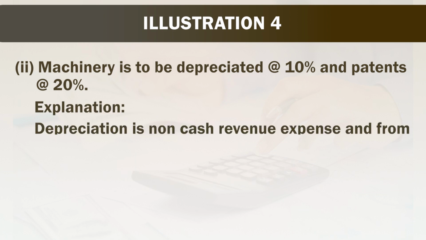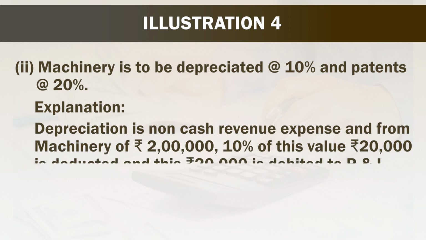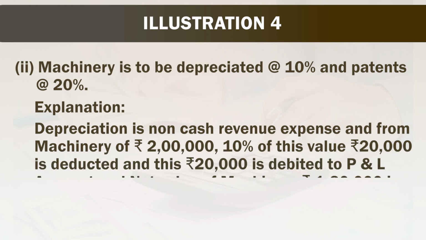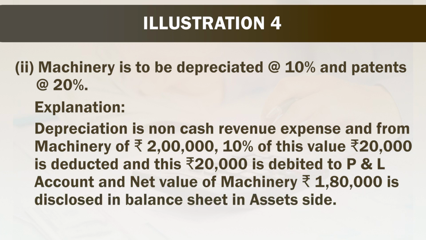Depreciation is a non-cash revenue expense. On machinery of rupees 2 lakh, 10% of this value, that is rupees 20,000, is deducted and debited to profit and loss account, and the net value of machinery, rupees 1,80,000, is disclosed in the balance sheet on the asset side.